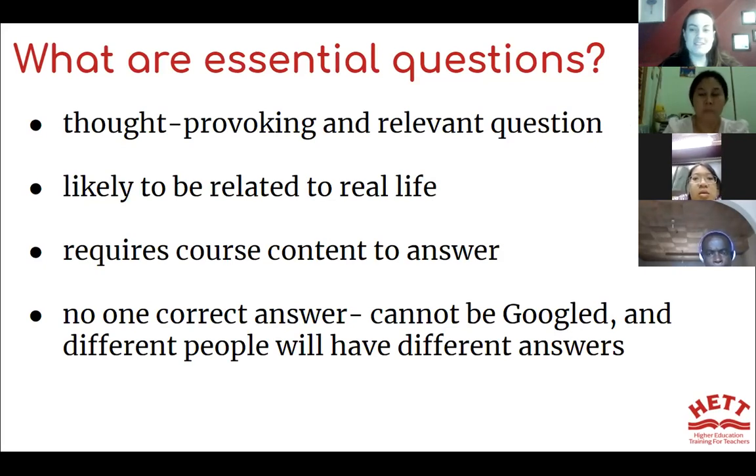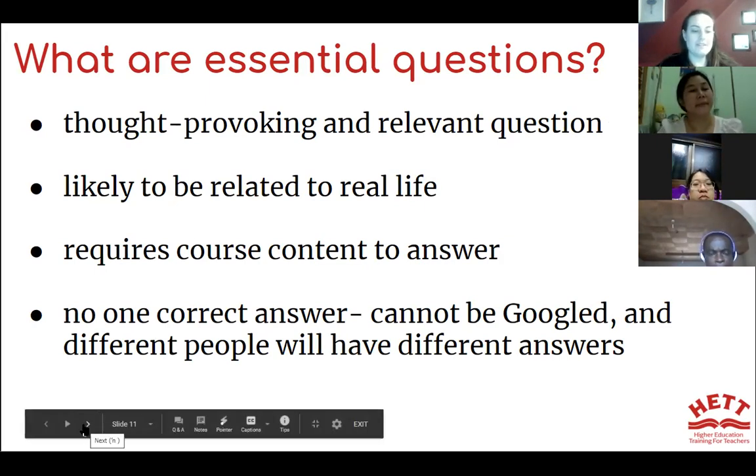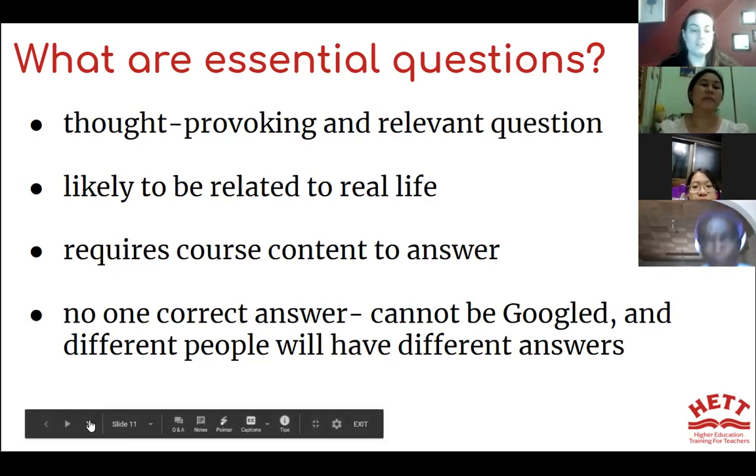Thought-provoking and relevant general questions, yeah. So thought-provoking and relevant questions, likely to be related to real-life answers, requires course content to answer. There's not one correct answer, cannot be Googled, and different people will have different answers. So this is kind of an overarching question related to your whole course. Like what question or answer will your course solve?